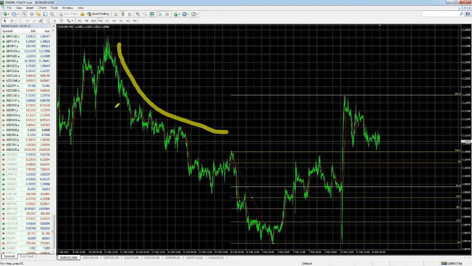Look at this trend here. You see all these ups and downs here? Look, it's going down, but it's very choppy. So you need to understand this if you're trading the euro dollar or the USD JPY. Okay? Okay, let's move on.